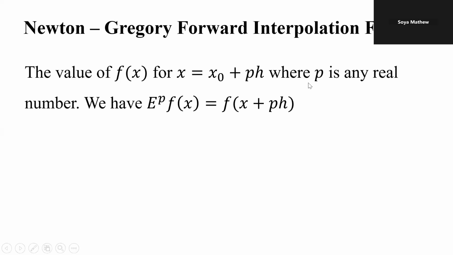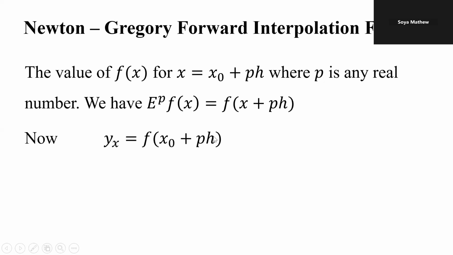Moving on to the Newton-Gregory forward interpolation formula. Consider the value of f of x for x equal to x naught plus ph, where p is any real number. We can consider the formula E raised to p of f of x is f of x plus ph, where E represents the shift of the function from f of x to f of x plus ph.